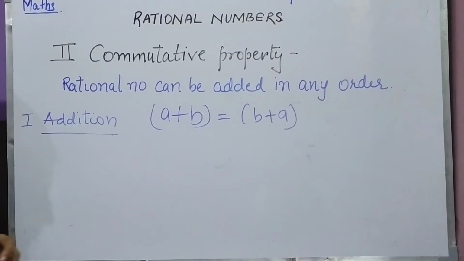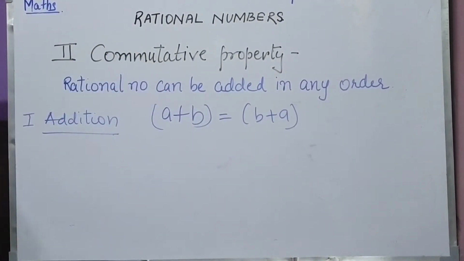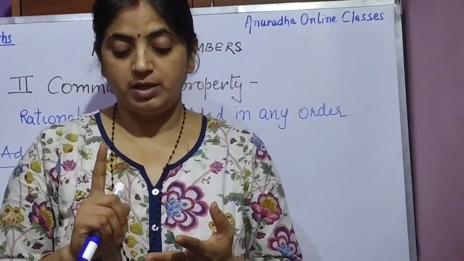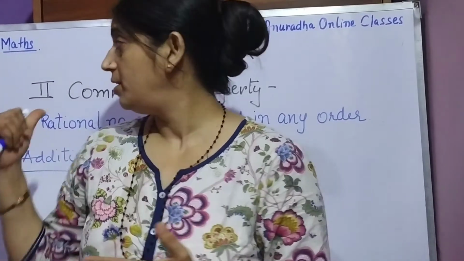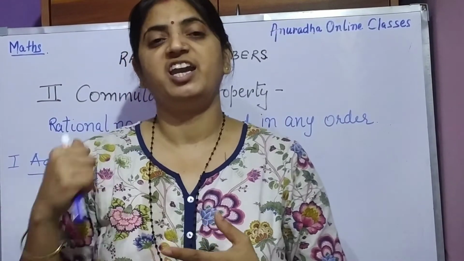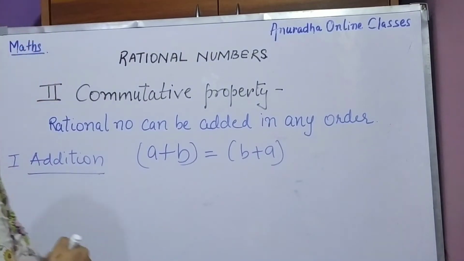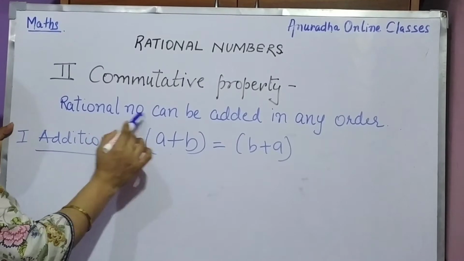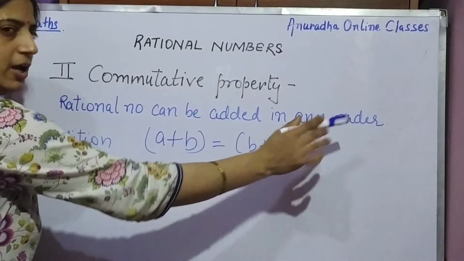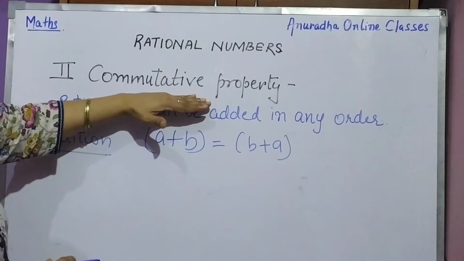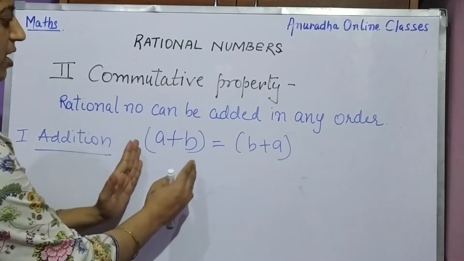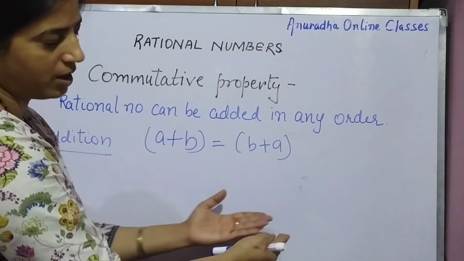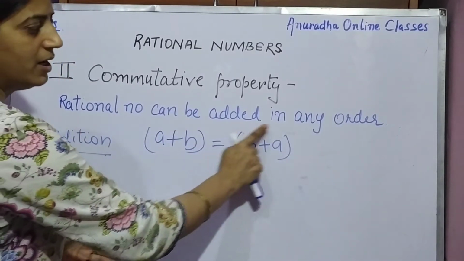Commutative property. Right children? Commutative property, you have read in whole numbers also, in integers also. Now you will read this same property in case of rational number. It's very simple. So let us start. Rational numbers can be added in any order. What does this commutative property say? That if we add two rational numbers, we can change their order. Means rational numbers can be added in any order.